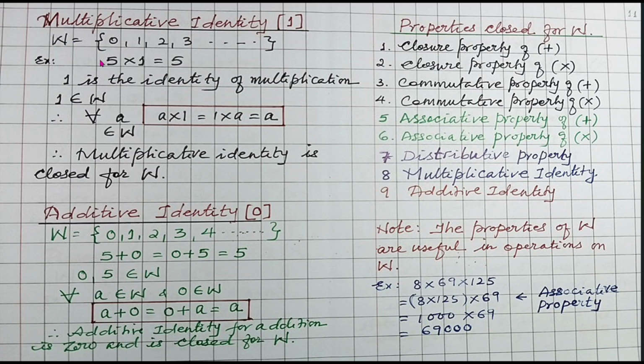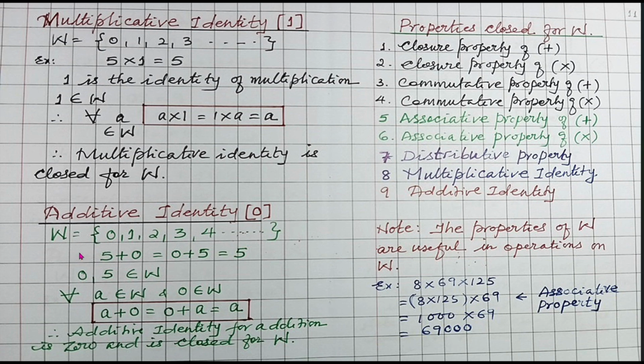Now when we take a whole number 5, multiply by 1, again we get 5. Therefore this is called the multiplicative identity. It is very much true for a set of whole numbers, because 1 is a member or element of W, and therefore multiplicative identity is possible for a set of whole numbers.